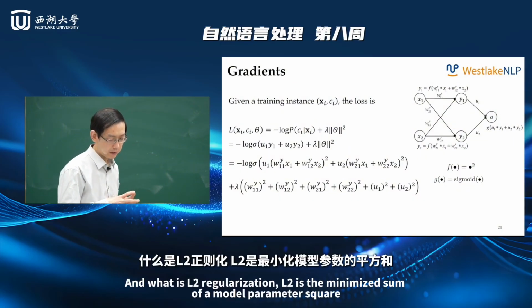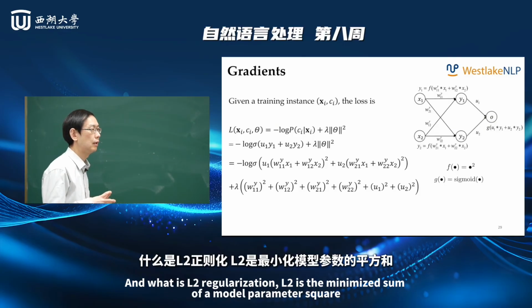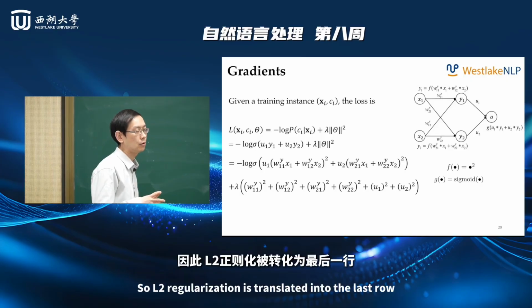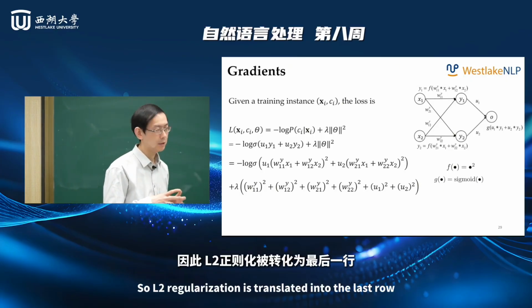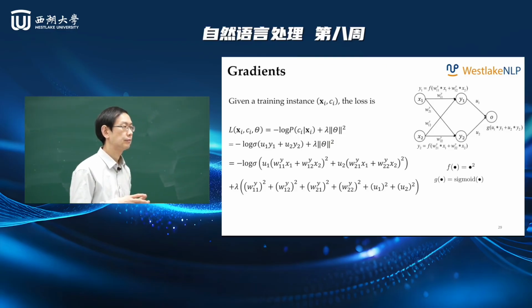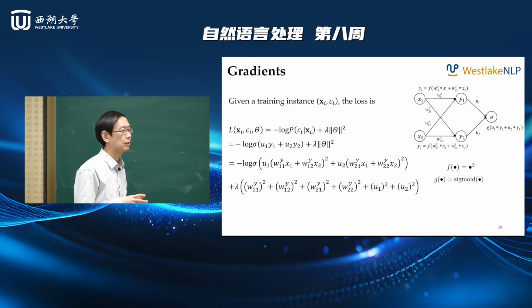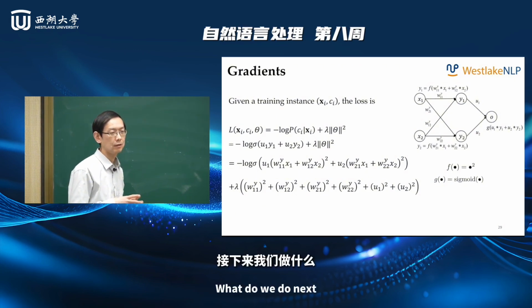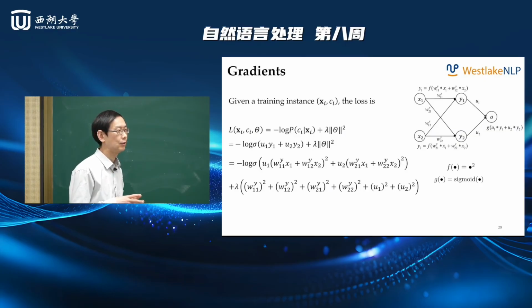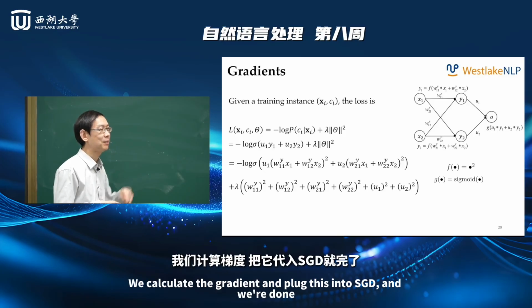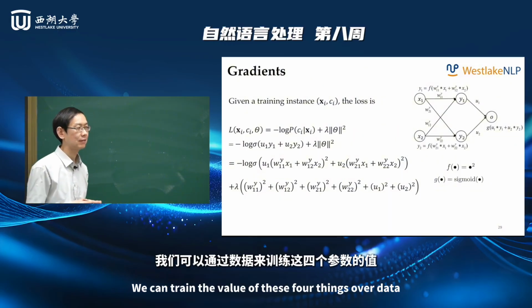And what is L2 regularization? L2 is where you minimize the sum of model parameters squared, right? So L2 regularization is translated into the last row. All right? So this is the loss function. What do we do next, folks? We need to calculate the gradient. We calculate the gradient and plug it into SGD and we're done. We can train the values of these 4 things over data.